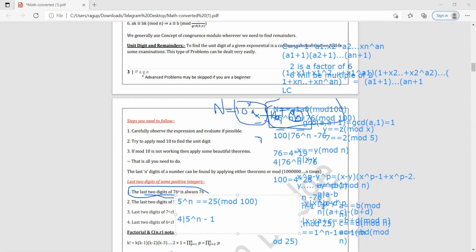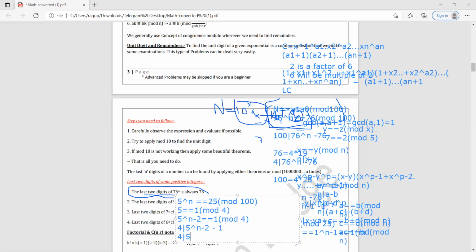so 4 divides 5 raised to n minus 2 minus 1 will also divide, because let's explain from the start. I moved on very fast. So 5 is congruent to 1 mod 4. So 5 raised to n minus 2 is congruent to 1 raised to n minus 2. So 1 mod 4. Thus 4 divides 5 raised to n minus 2 minus 1. So 4 will also divide its multiple.